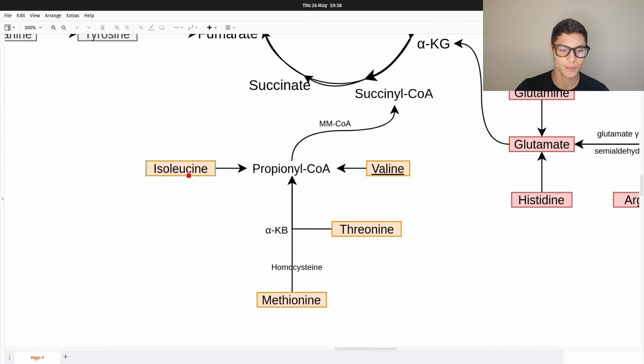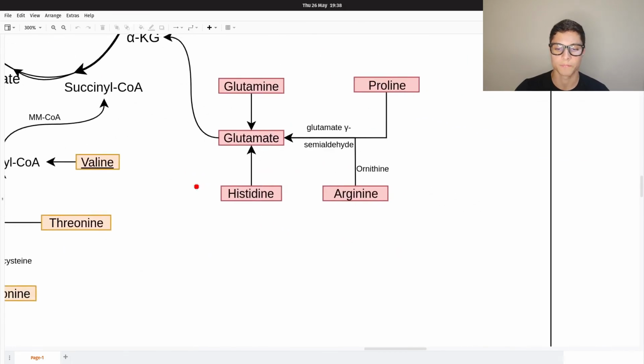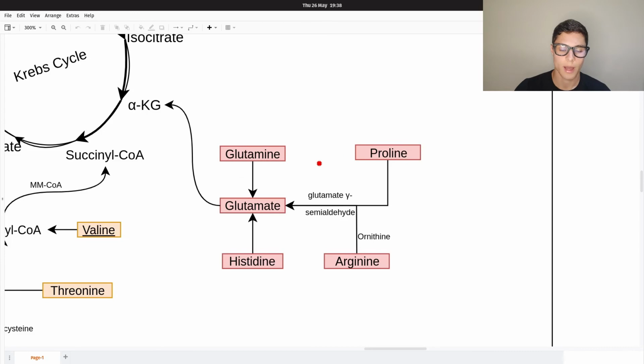As well with the isoleucine to propionyl-CoA, valine to propionyl-CoA, and threonine to alpha-ketobutyrate to propionyl-CoA, methylmalonyl-CoA, and succinyl-CoA. And they will continue the Krebs cycle. And here we have glutamine to glutamate. That's what glutamine does inside the liver. It is going to be converted back into glutamate, and then glutamate to alpha-ketoglutarate, as we saw in the transaminase enzymes. Proline to glutamate gamma-semialdehyde, and then to glutamate.